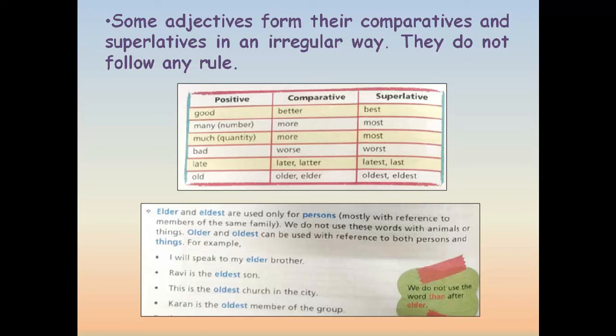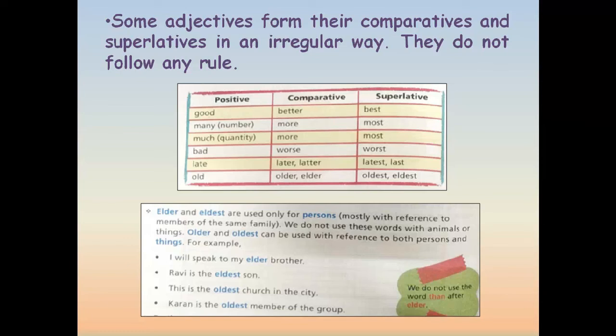We do not use these words with animals or things. But if you're talking about animals or non-living things, then we don't use elder and eldest. In that case, we use older or oldest. Older and oldest can be used with reference to both persons and things. So see, older and oldest you can use for human beings as well as for non-living things. But the words elder and eldest can only be used for living beings.